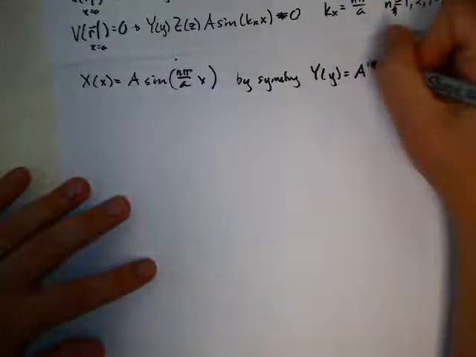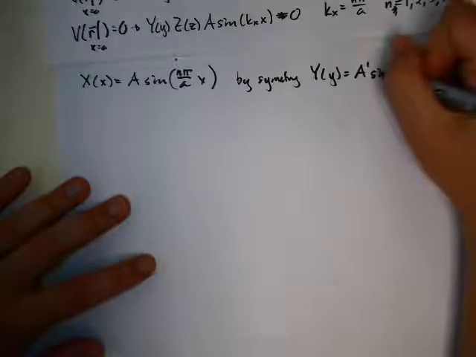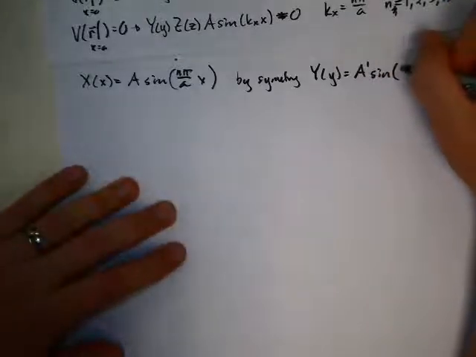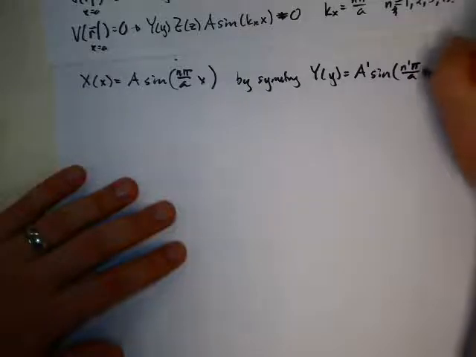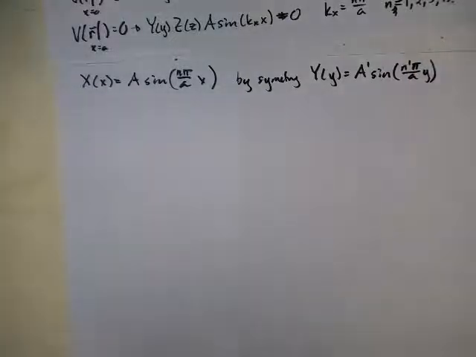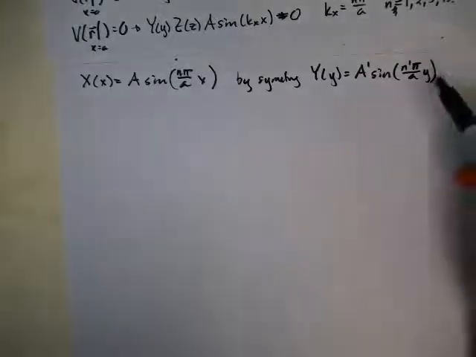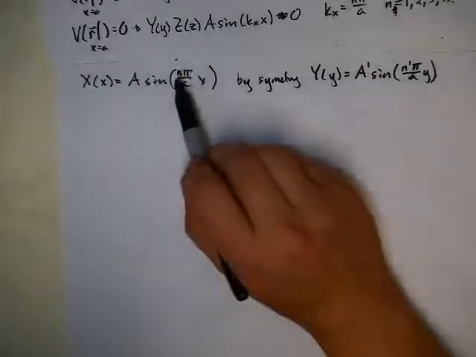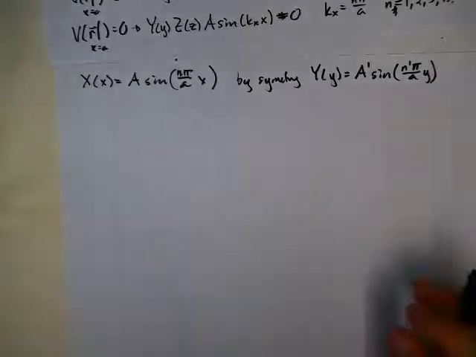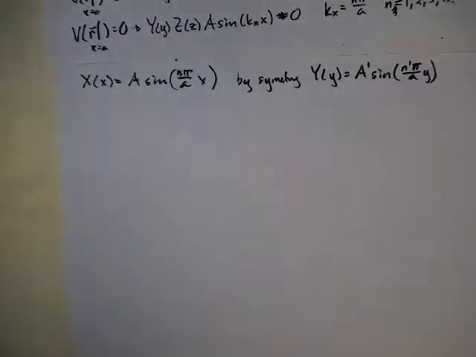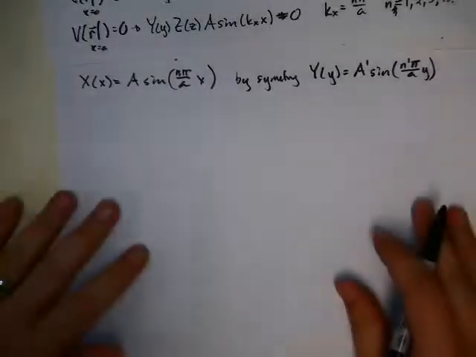I'm going to write this a prime, sine, and then n prime pi over a y. The constant a and a prime can be different, and my integers n and n prime can be different. But I didn't have to do any more work in order to find those.